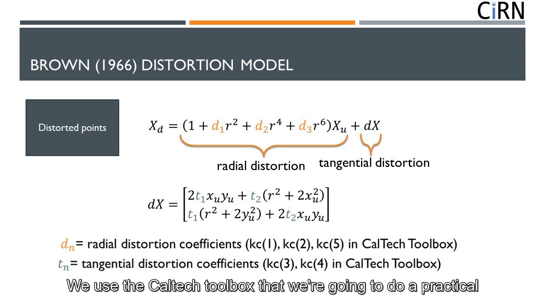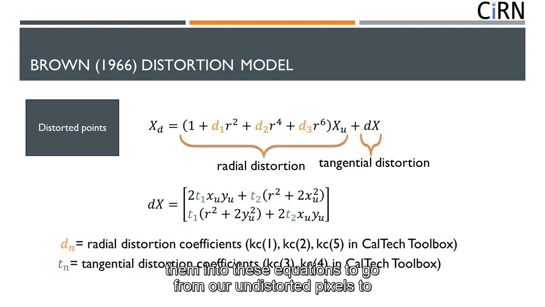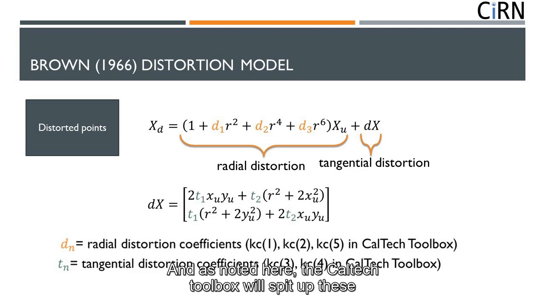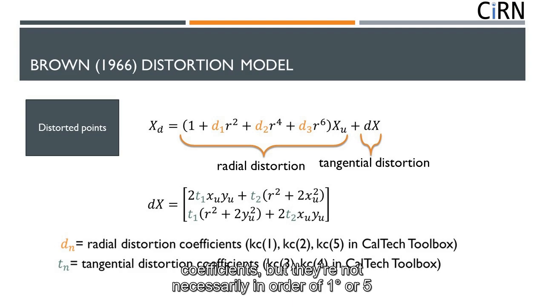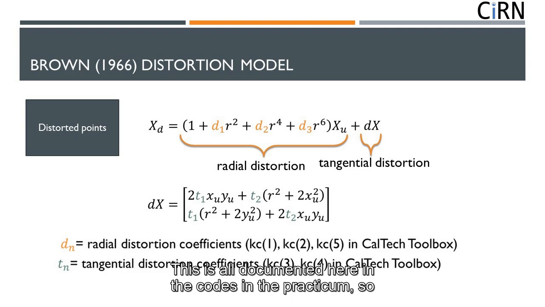We get these using the Caltech Toolbox, which we're going to do in the practicum next. We solve for these distortion coefficients and plug them into these equations to go from our undistorted pixels to our distorted pixels. As noted here, the Caltech Toolbox will output these coefficients, but they're not necessarily in order of 1, 2, 3, 4, 5. The first two and the fifth one are radial coefficients, and the third and fourth are tangential. This is all documented in the codes and the practicums, so we'll be able to keep track of that.